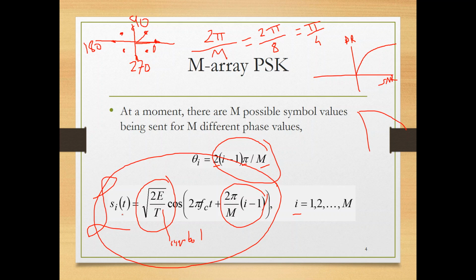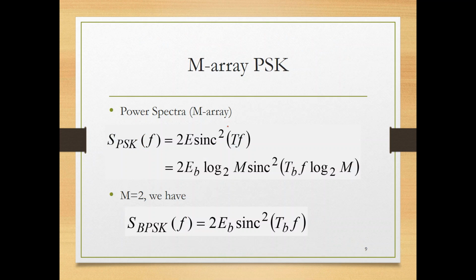You take the Fourier transform of this, you go to the frequency domain and take it to the power 2, you get the power spectrum. After you do the calculation and integration, you find it to be 2E sinc squared of TF. Now this is E for symbol, T for symbol. If you want to substitute it in terms of energy of bit and time of bit, then what's E? E is equal to Eb, the energy of one bit, multiplied by the number of bits per symbol, log2 M. And here it is.